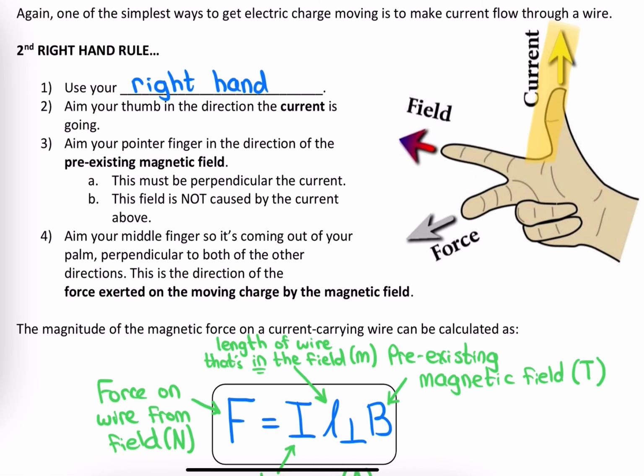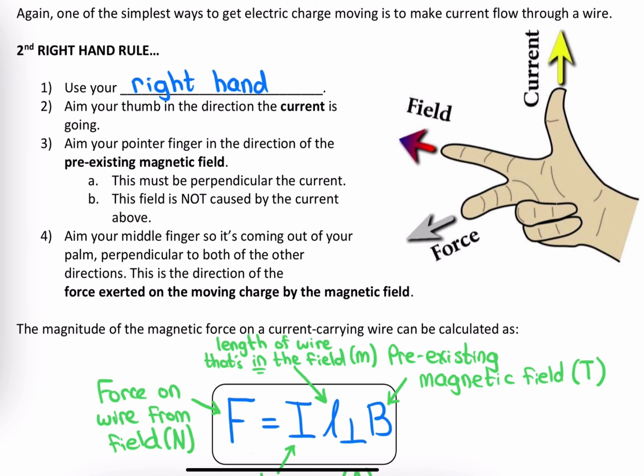So what happens if they're not perpendicular? Well, if they're perpendicular, then this formula works great and there will be a force. If they're not perpendicular, well, it depends how not perpendicular they are. If they're parallel, well, parallel is pretty much the opposite of perpendicular. So I'm going to get pretty much the opposite of a force. I'm going to get no force.